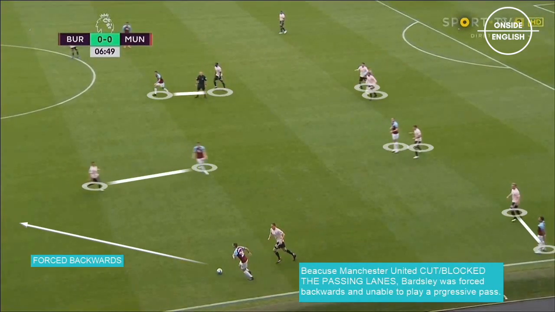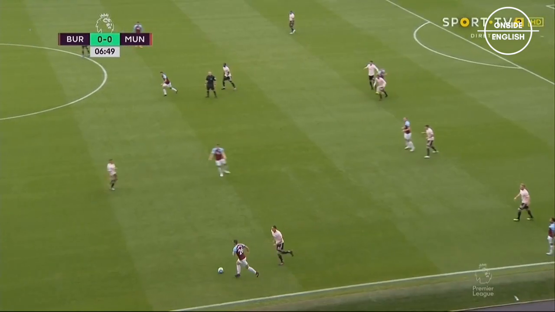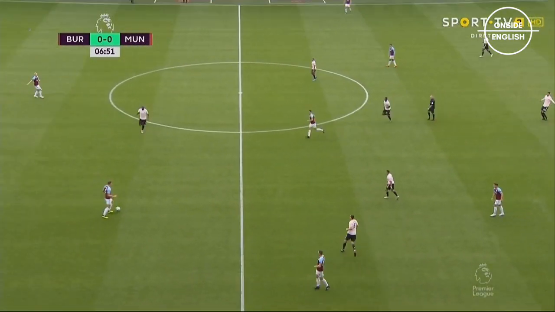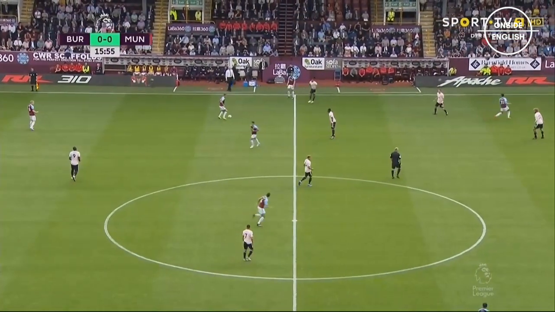Because Manchester United cut or blocked the passing lanes, Bardsley was forced backwards and unable to play a progressive pass for his team. You can see that pretty much all the passing lanes are closed off because the defenders are too tight to every Burnley player. So Burnley go backwards. Another example.